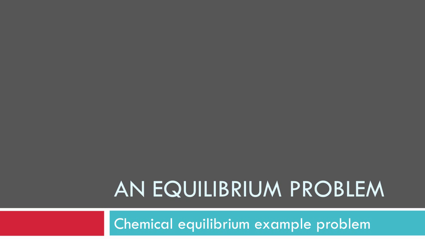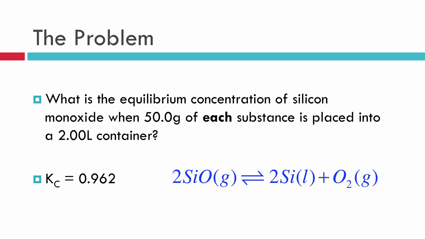So let's try the problem and see if it helps out. We're going to look at the decomposition of silicon monoxide in the gaseous form to form liquid silicon and gaseous molecular oxygen. It's got an equilibrium constant of K sub C equals 0.962. And there's a nice interesting thing here. Since this is K sub C, that means everything deals with molarity concentration units. If it was K sub P, we would be doing everything in pressure, atmospheres.